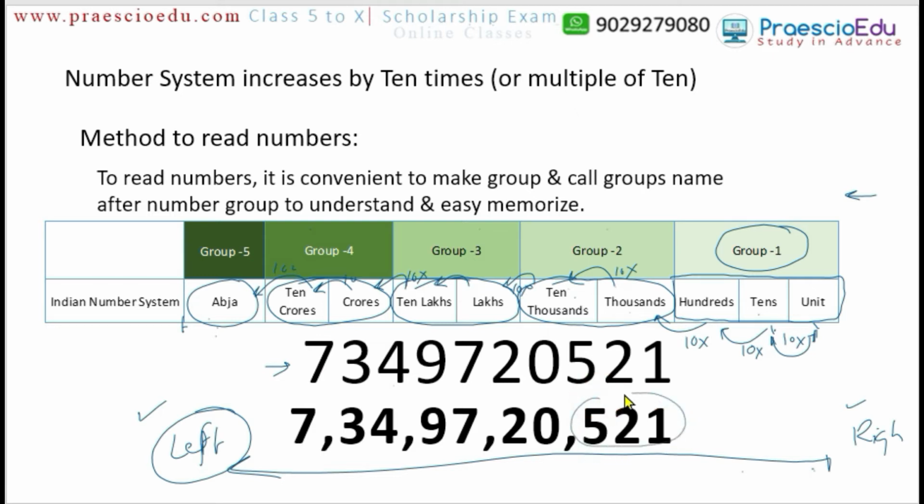Suppose we have made this group 5 to 1, of means group 1. Then the two digits means 1000 and 10,000. But before that, I will just confirm this is the unit, then this is the tens, then the hundreds, thousands, 10,000s, lakhs, 10 lakhs, then crores, 10 crores, and this is the abja. I will bring you in a next slide.